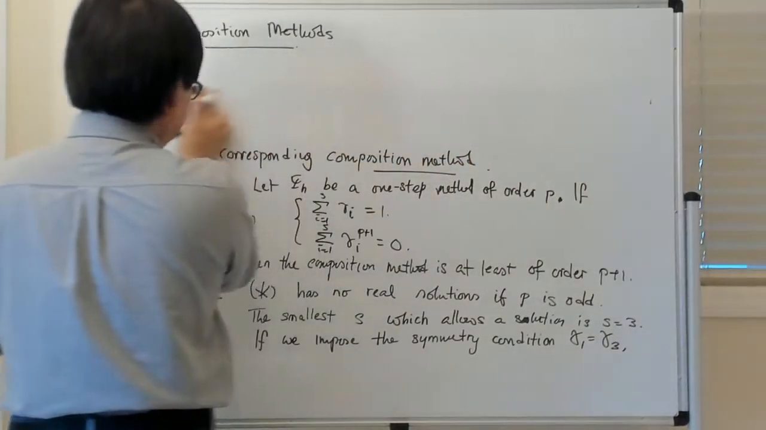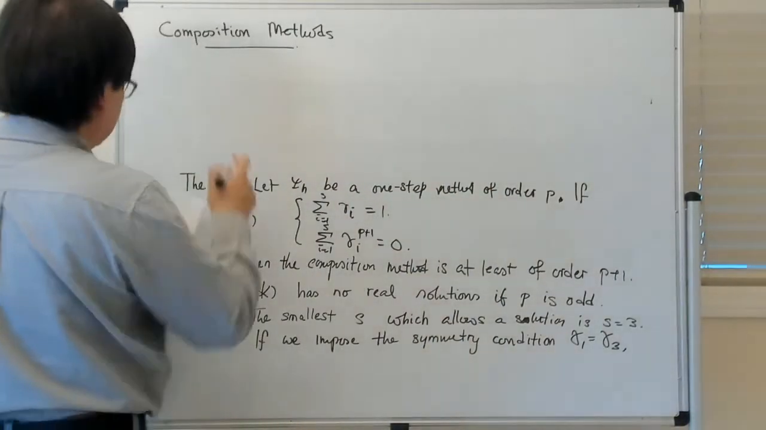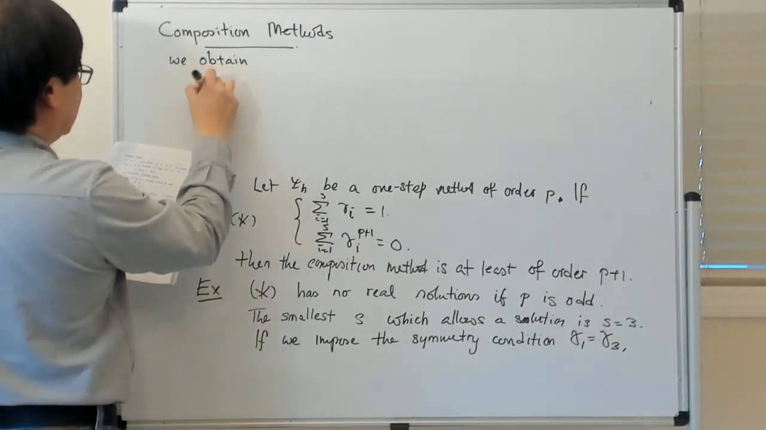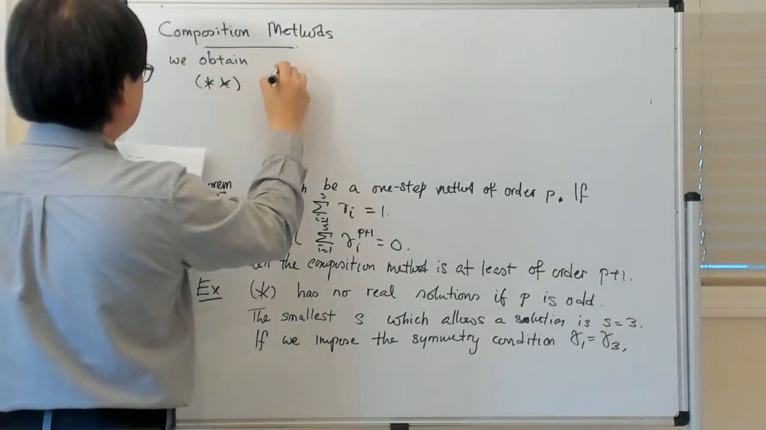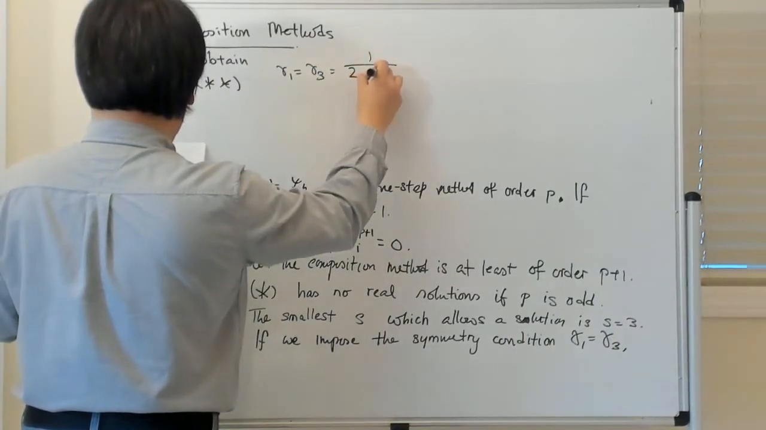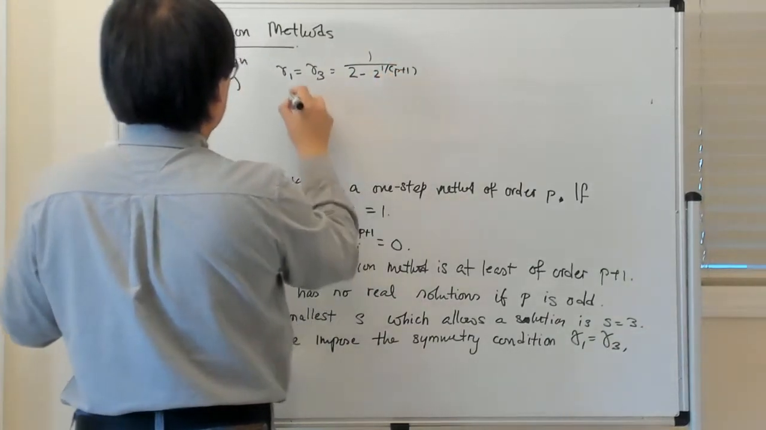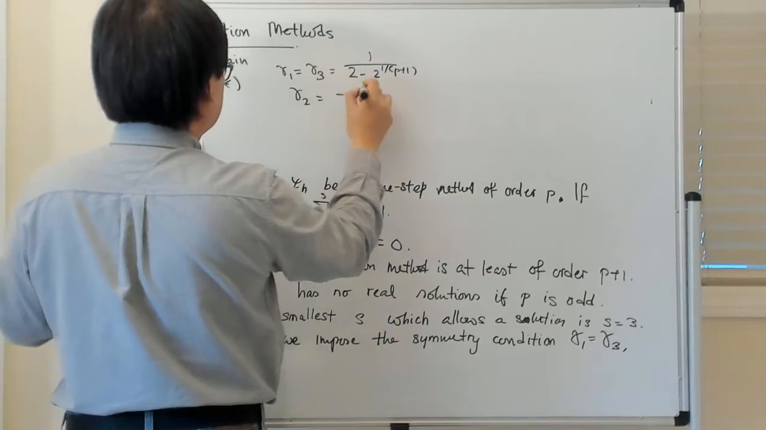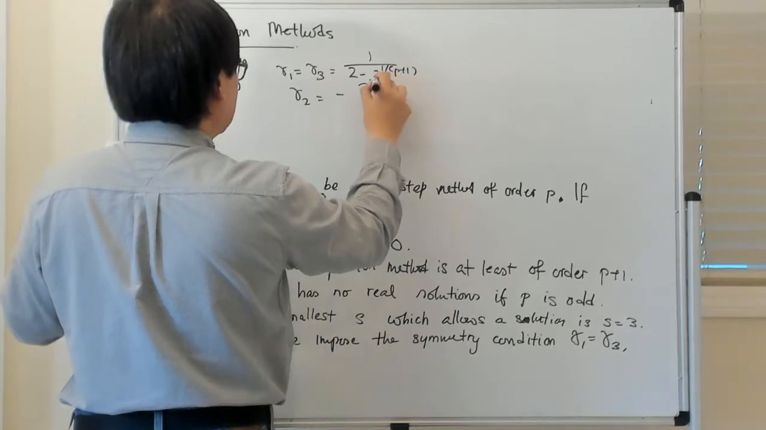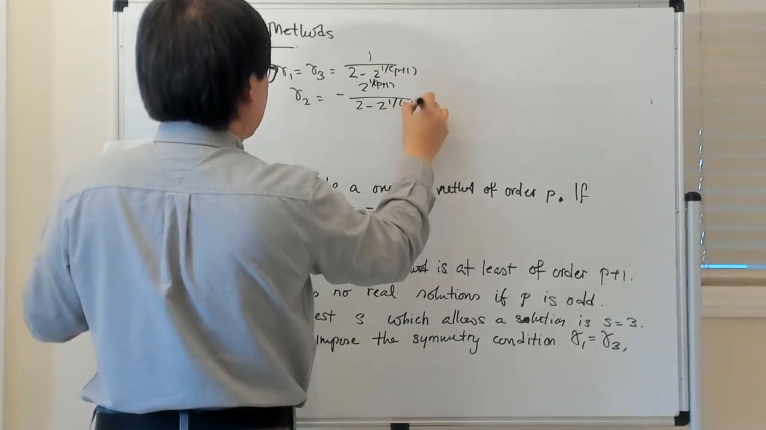I'm running out of space. So we obtain the following. Let's call that star star: gamma 1 is equal to gamma 3, which is equal to 1 over 2 minus 2 to the 1 over p plus 1. And then gamma 2 is equal to minus 2 to the 1 over p plus 1 divided by 2 minus 2 to the 1 over p plus 1.